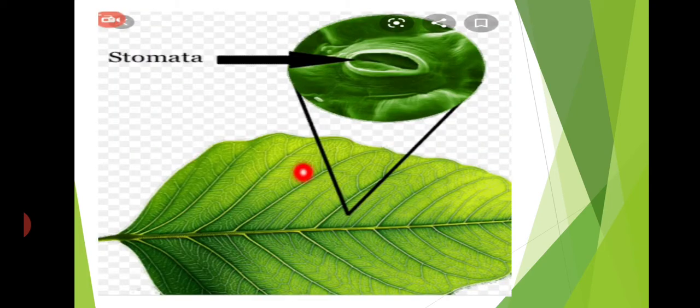Children, here is the picture shown to you of stomata. And as you know, there are millions of tiny holes under the leaf. And these tiny holes are known as stomata. And they help the plant to breathe in and breathe out air.